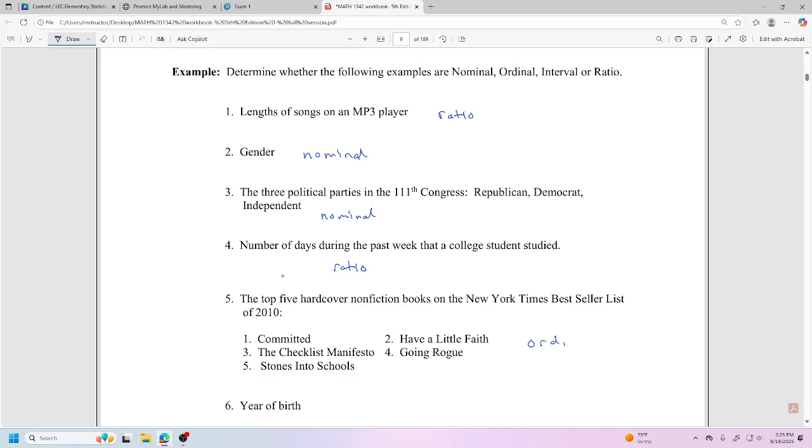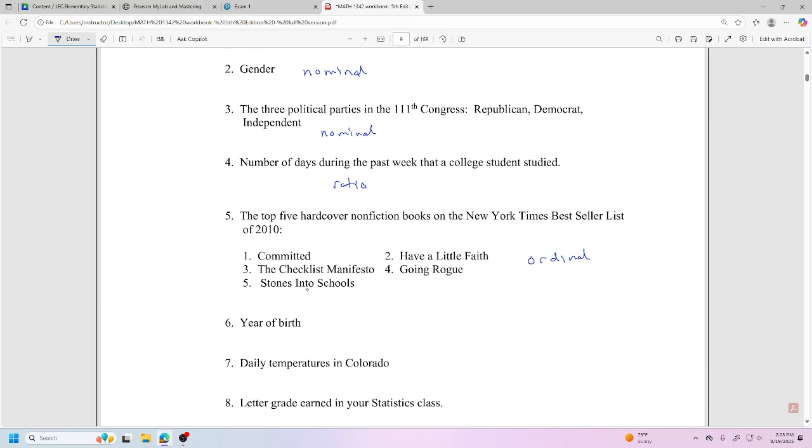Top 5 books. Ordinal for sure. See how they have the little rankings right here on the side? Because of those numbers on the side, order ranking, yeah? If they didn't have it, then I would just say nominal because there are names. Year of birth, what do you think? Interval, yep. As soon as you see year, it's interval. Again, BC AD. It says year of birth. They didn't say it was Julius Caesar or not.